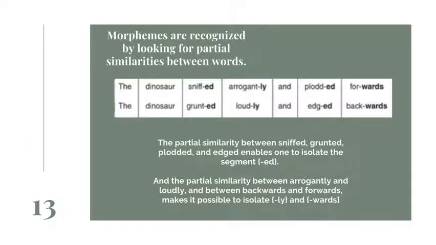Morphemes are recognized by looking for partial similarities between words. Look at the example. The dinosaur sniffed arrogantly and plodded forwards. The dinosaur grunted loudly and edged backwards. The partial similarity between sniffed, grunted, plodded, and edged enables one to isolate the segment -ed. And the partial similarity between arrogantly and loudly, and between backwards and forwards, makes it possible to isolate -ly and -wards.